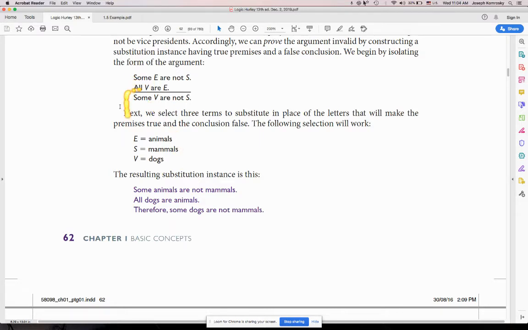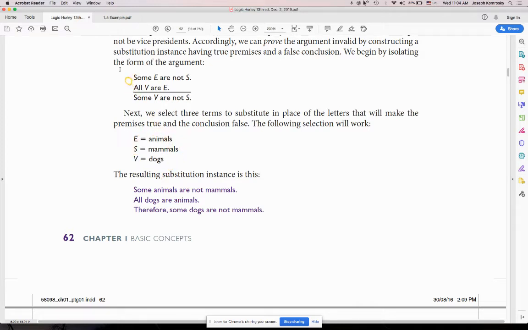So some E are not S: some animals are not mammals. All V are E: all dogs are animals. He's going to say if you substitute with these right here, no problem. We can see that these two premises are true. Again, this is the abstract form. This is you taking something that you know about clear as day and substituting it in.